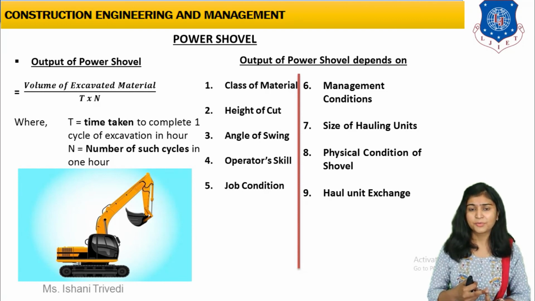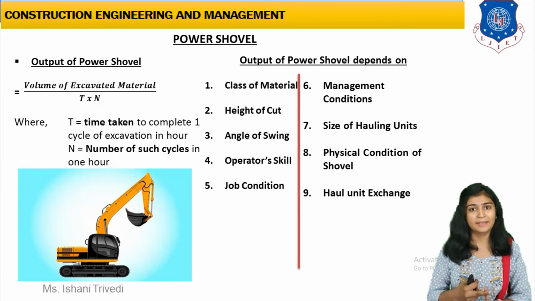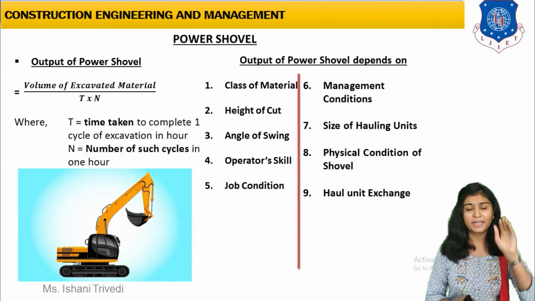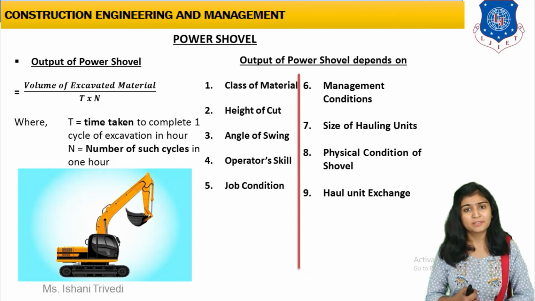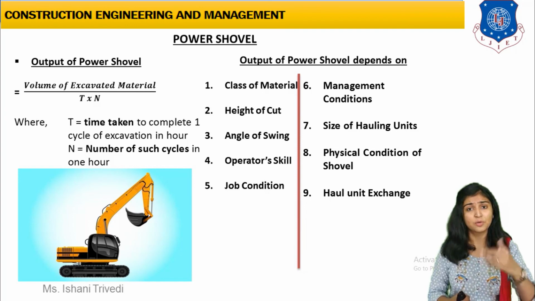Next, angle of swing. I already said that the angle of swing for the boom stick should be 90 degrees, right? So it is important that you should be able to move it at 90 degrees. Otherwise there will be a problem. Next, operator skill. You require always skilled operator to perform the various actions and to operate this type of equipment. You cannot just employ any laborer in this, so you require a skilled operator.